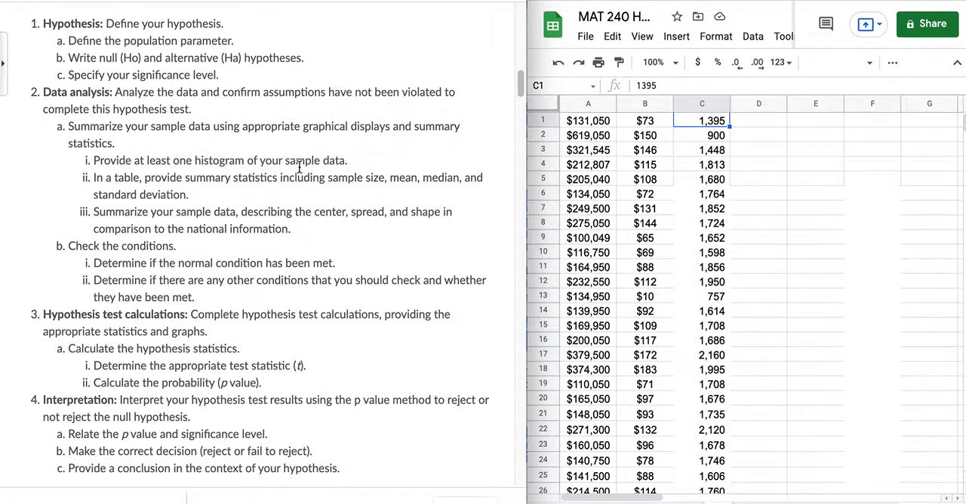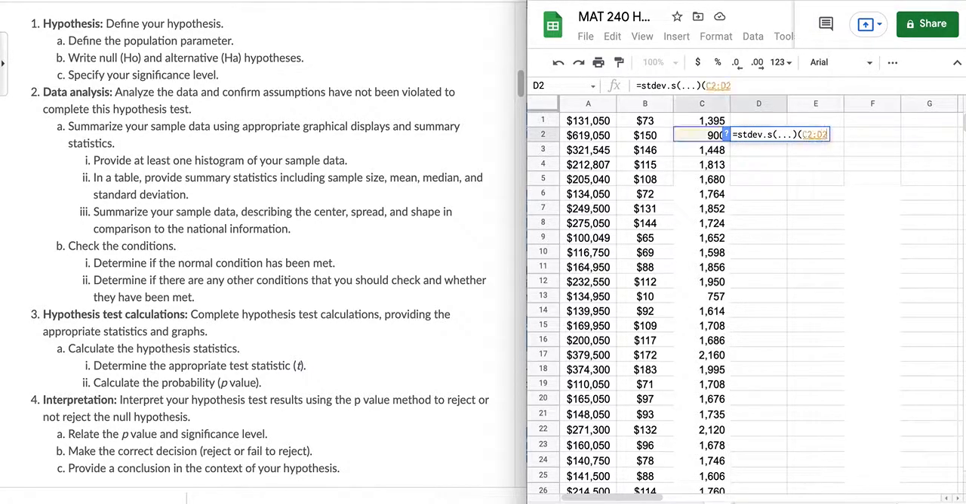So make a histogram and summary statistics like you've done several times in this course: mean, median, standard deviation, shape, center, and spread, just like before. Remember, the command for median is equals MEDIAN, and then your data goes here. The command for standard deviation is equals STDEV.S. Data goes here.